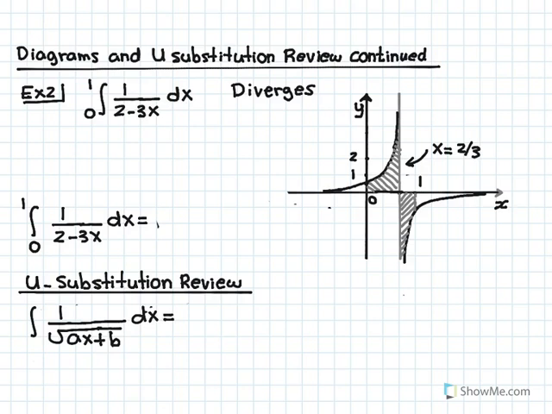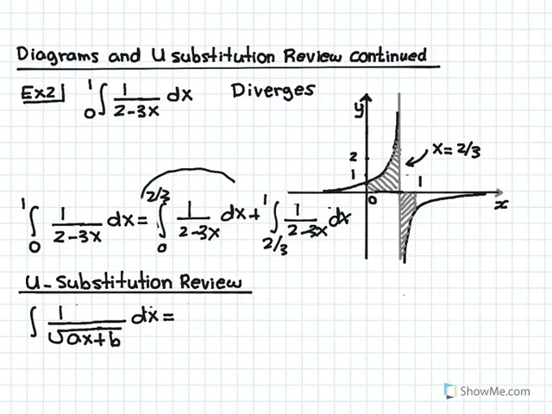All right, in the second example, we had the integral from 0 to 1 of 1 over 2 minus 3x dx, and you may recall we split that up as the integral from 0 to 2/3 of 1 over 2 minus 3x dx, plus the integral from 2/3 to 1 of 1 over 2 minus 3x dx. We found that the first integral diverges and has a value of infinity, so the whole thing diverges.